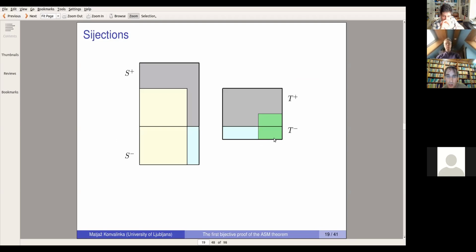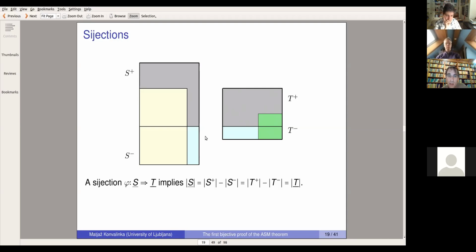So here's a picture to have in mind. You have sign set S, sign set T. Some elements of S cancel. This is this yellow part. Some elements of T cancel, so there's an involution between them. This is this green part here. And then the remaining elements of S plus are matched with the remaining elements of T plus, and same for S minus and T minus.